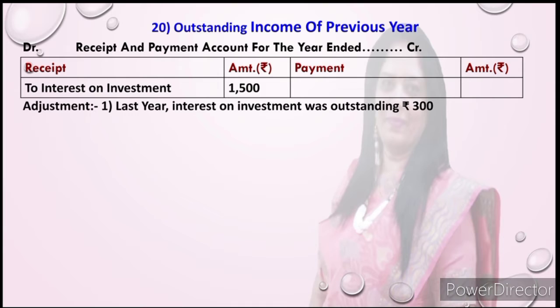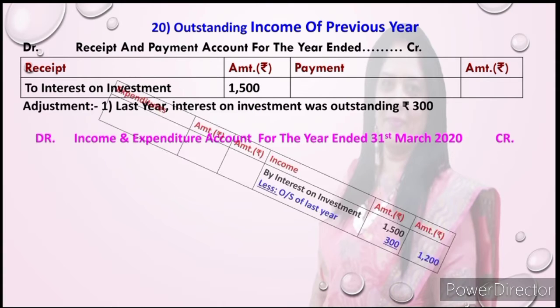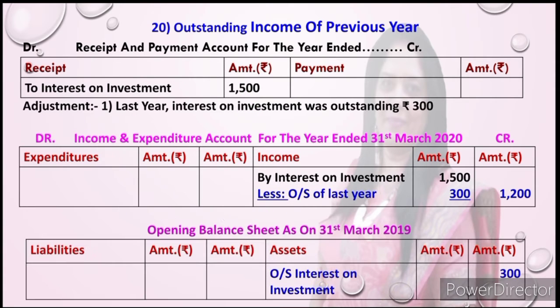First we will record this interest on investment 1,500 in the income and expenditure account credit side. We will record it as by interest on investment 1,500, and last year interest was outstanding, so for last year outstanding our sign is less. So from interest on investment we have to deduct and write that outstanding of last year 300, and after deducting 300 the amount of rupees 1,200 will be recorded in the outer column.